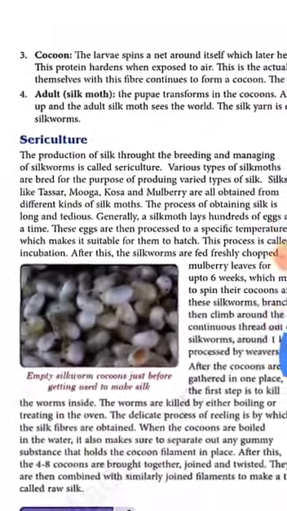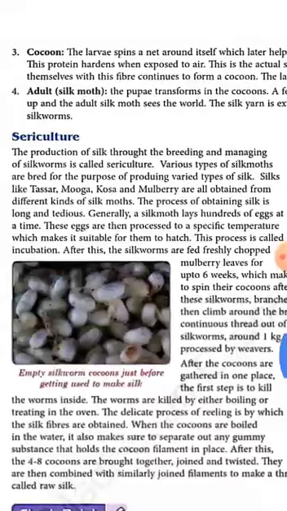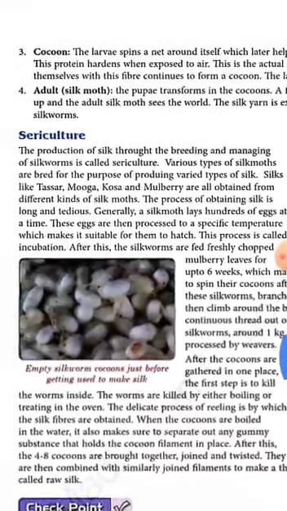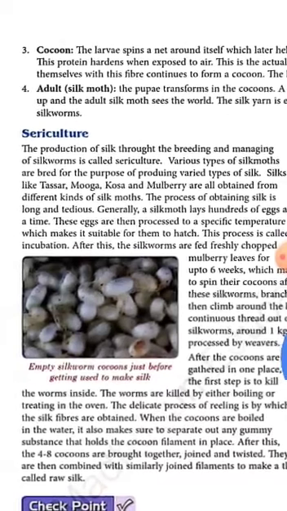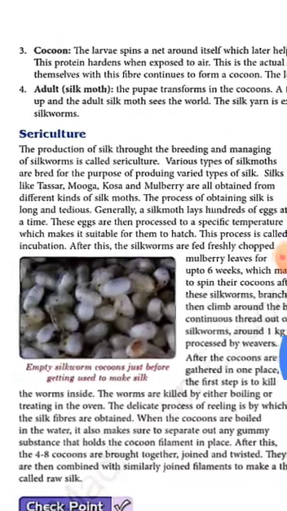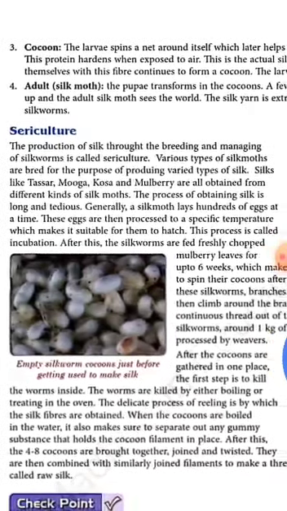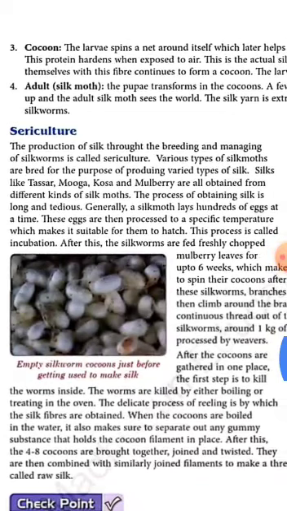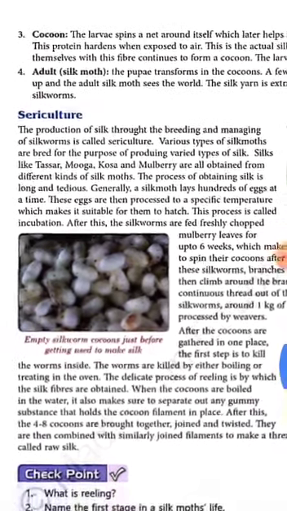Now come to the topic sericulture. As you have already learned, silk is obtained from the silk moth. So the rearing of silk moths to obtain silk is called sericulture. So the production of silk through the breeding and managing of silkworms is called sericulture. Various types of silk moths are bred for the purpose of producing different varieties of silk. Silks like tussar, muga, kosa and mulberry are all obtained from different kinds of silk moths.